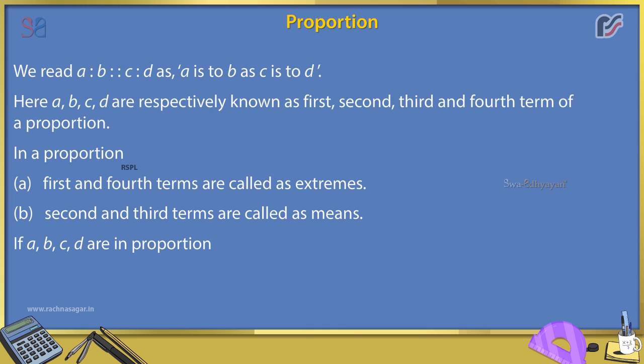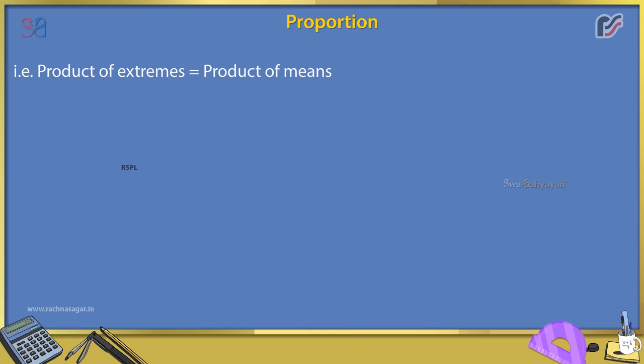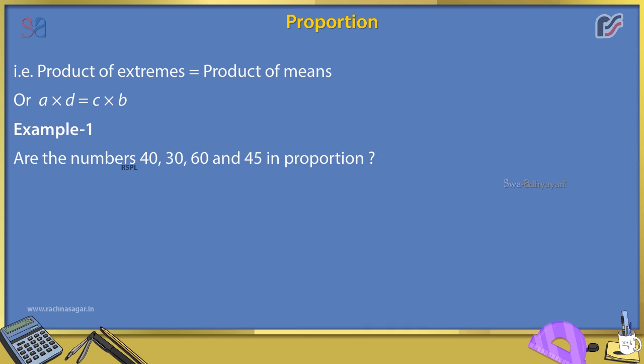If A, B, C, D are in proportion, then A by B is equal to C by D, or A into D is equal to B into C. That is, product of extremes is equal to product of means, or A into D is equal to C into B. Example 1. Are the numbers 40, 30, 60 and 45 in proportion?